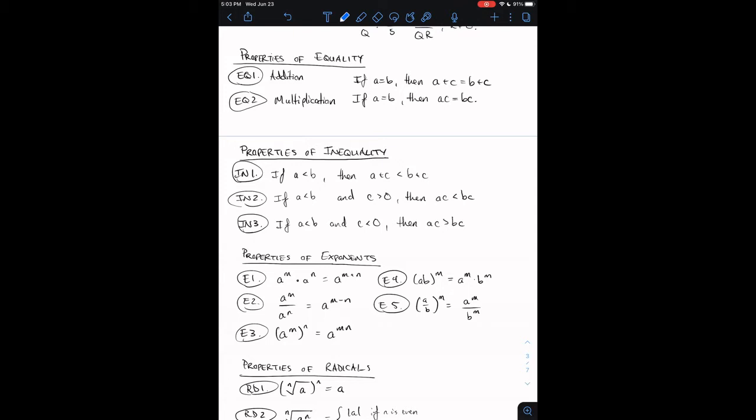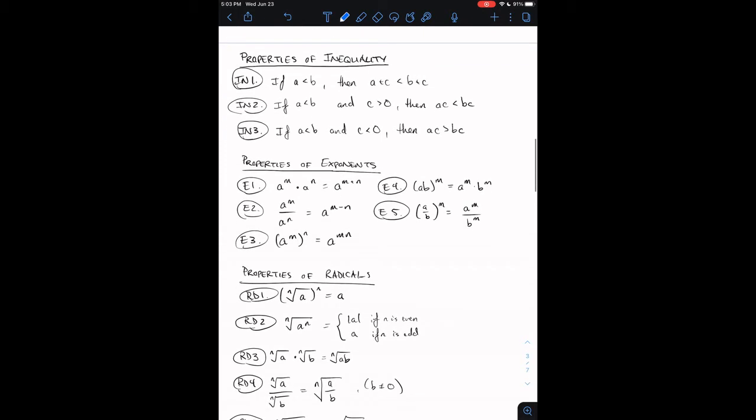And then similarly with multiplication, if A equals B, then AC equals BC. So all this lets you do is, if you have two sides of your equation, you can add a number on either side as long as you add the same amount to the opposite side. And then similarly, you can multiply one side by a number as long as you multiply the other side by that number.